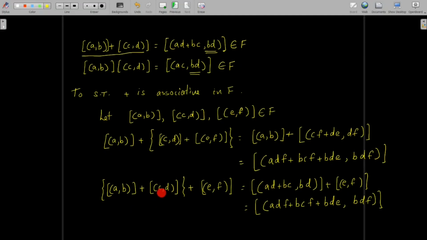Similarly, if we add the first two equivalence classes together, we get the equivalence class (a, b) plus the equivalence class (c, d) gives here (ad + bc, bd). Now we have to add this together with the equivalence class (e, f). So what do we get? (ad + bc) times f, that is adf + bcf, plus bd times e, that is bde, comma. Now we have to multiply the second coordinates, bdf. That is here. Now we may see that these two sums are equal. Therefore, addition is associative in F. Likewise, you may try to prove that multiplication is also associative in F.